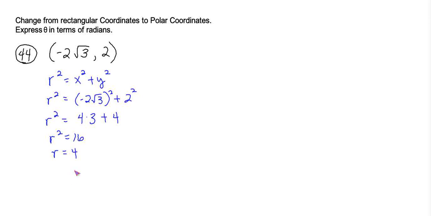Now, I want you to note here that, again, in rectangular coordinates, it's negative, positive. So this is going to help us with the angle part. We're going to be in the second quadrant if it's negative, positive. So let's think about that when we find theta. Tangent of theta is y over x. So tangent of theta is 2 over negative 2 on the square root of 3.